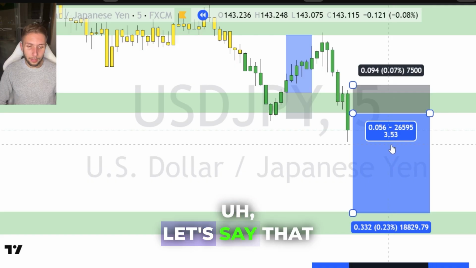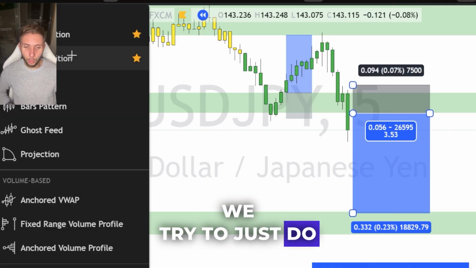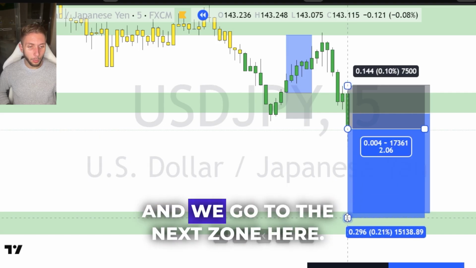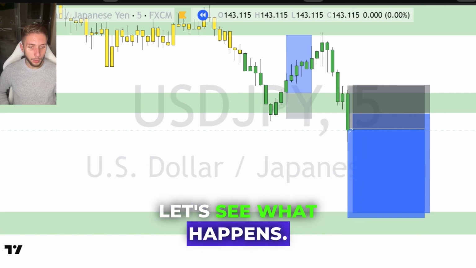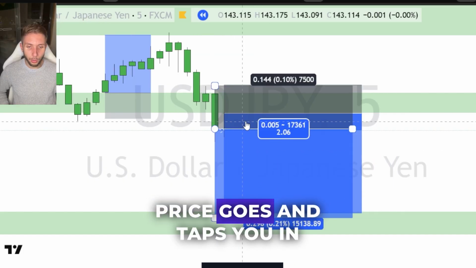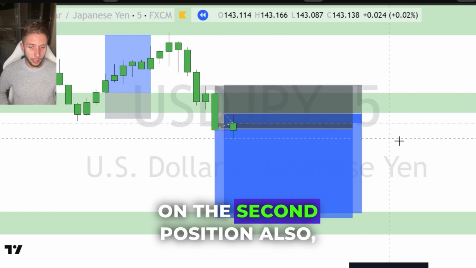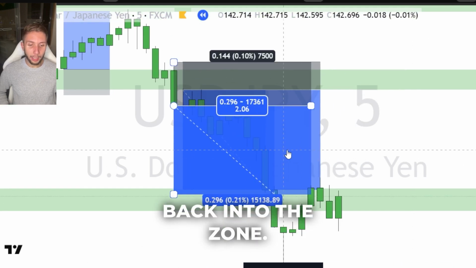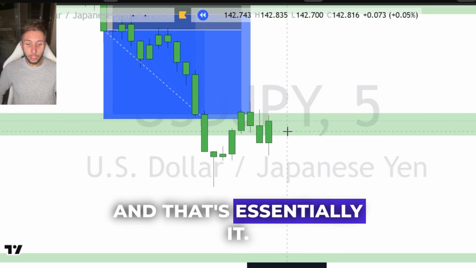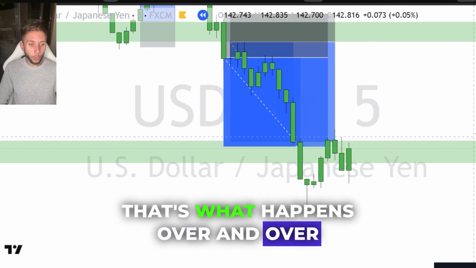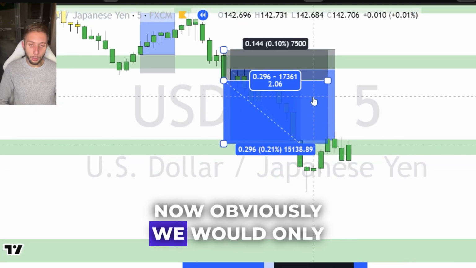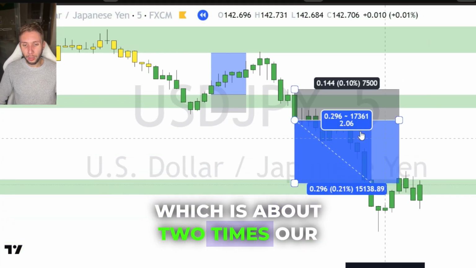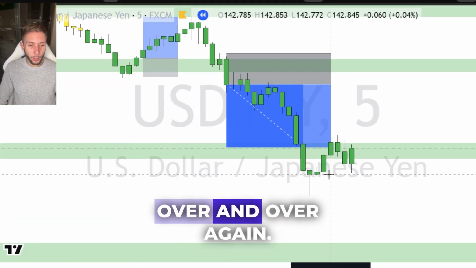So let's say that we try to just do it from this candle here, so we don't miss out, right? You had the fear of missing out, and we go to the next zone here. Let's see what happens. Price goes and taps you in on the second position also, and then it goes straight back into the zone. And that's essentially it. That's what happens over and over and over again every single day. Now, obviously, we would only have taken one position here. Let's say that we got the worst one, which is about 2 times our risk. And look how many times this worked over and over again.